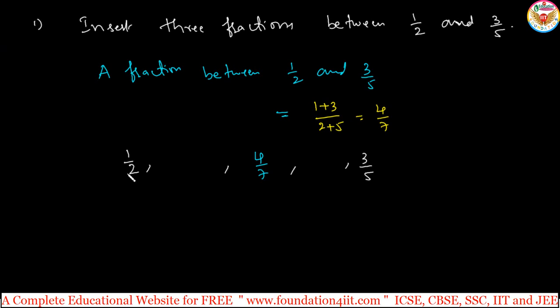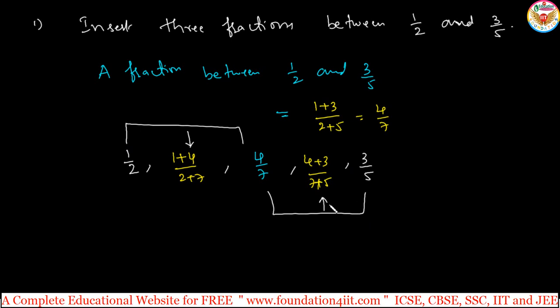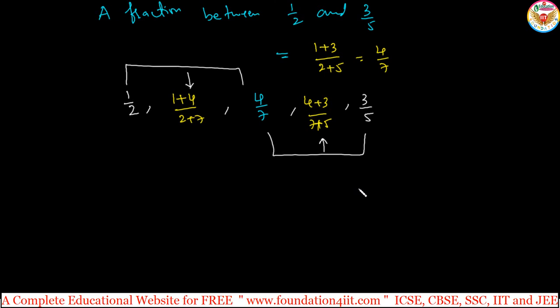Now between 1 by 2 and 4 by 7, one more fraction comes: 1 plus 4 by 2 plus 7. And next, between the middle and the last, 4 plus 3 by 7 plus 5. Simple. Between these two this is the fraction, and between these two this is the fraction. Now we can write the three fractions in order.